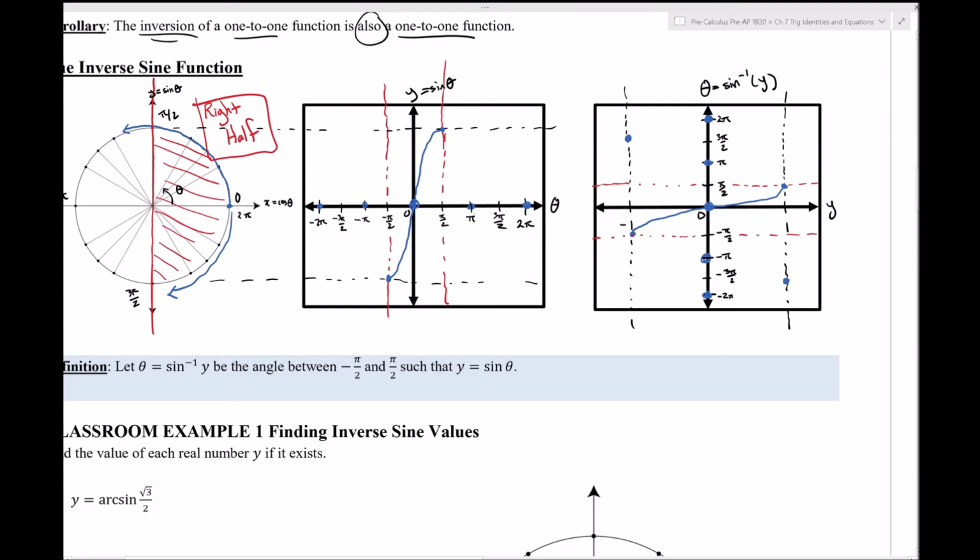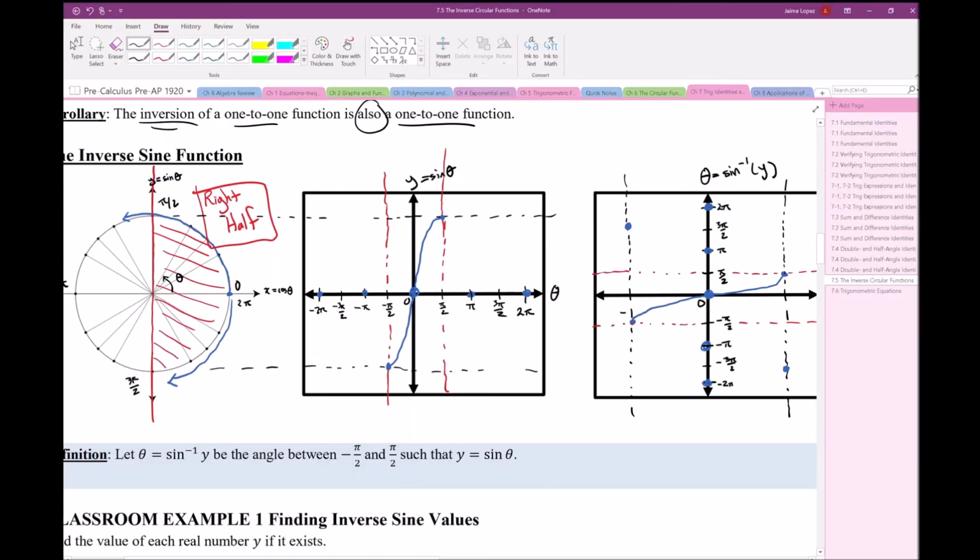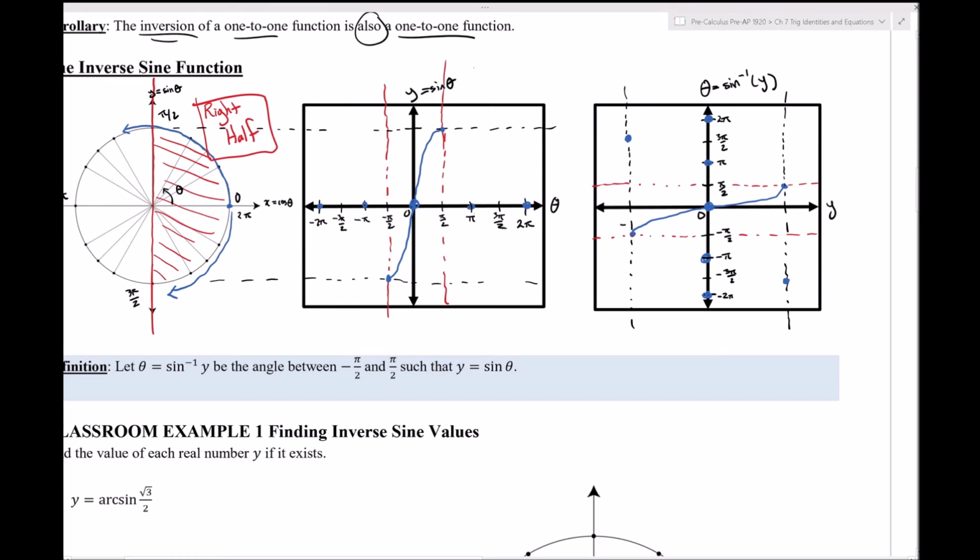So now sine is 1 to 1. Inverse sine is also 1 to 1. But we have to be careful what the domain and the range are. So we're restricting the domain for sine so that theta is between negative pi over 2 to pi over 2. That's the important piece. That's the domain that we cover this for.